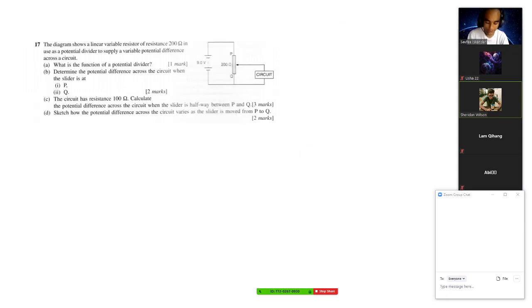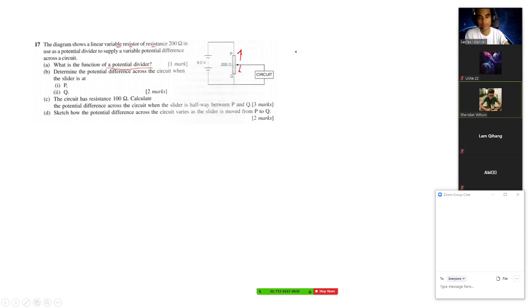So number 17, a potential divider is used to tap a fraction of voltage supplied by a source. A diagram shows a linear variable resistor. Linear means that this one can be increased or decreased in resistance in the circuit. Use of a potential divider to supply variable potential across the circuit. What is the function of a potential divider?